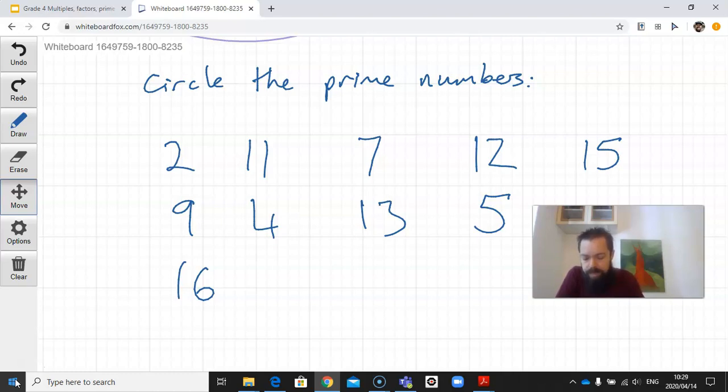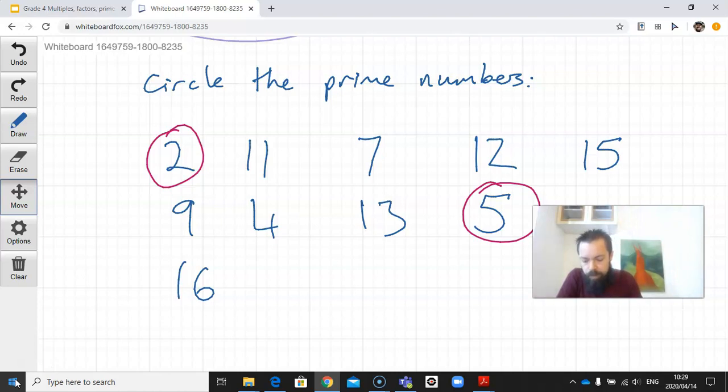So I've already done 2 earlier on, so I know 2 is prime because only 1 and 2 fit into it. We did 5 earlier as well, so 5 is also prime because only 1 and 5 fit into it. Let's look at the next smallest, 4. We did 4 and we found that 1, 2, and 4 fit in, so that's not prime. 7, 1 fits in, 7 fits in. None of the others do, so that one's a prime number.